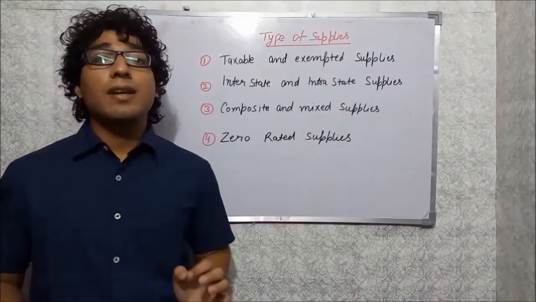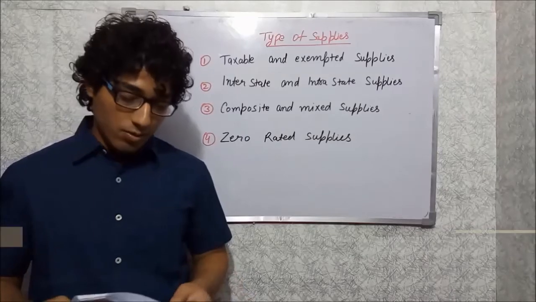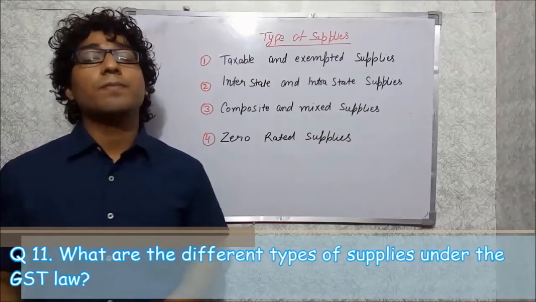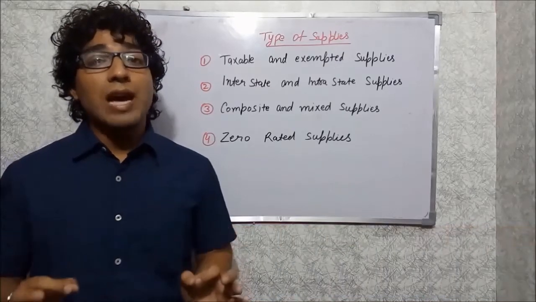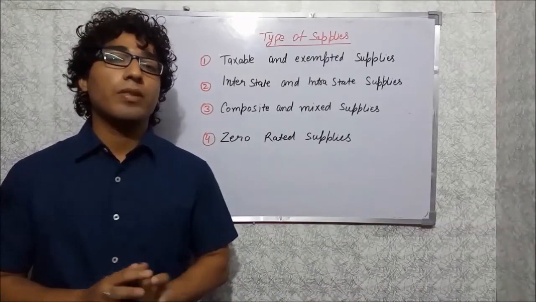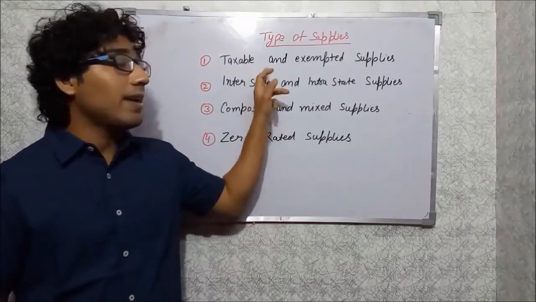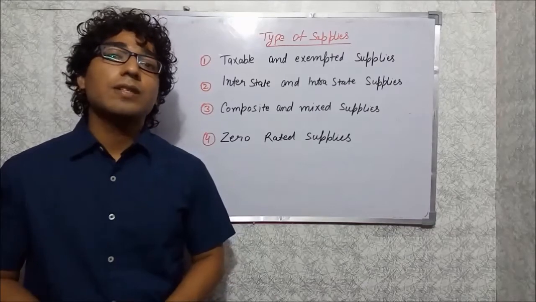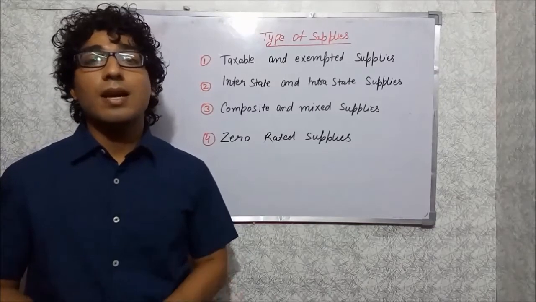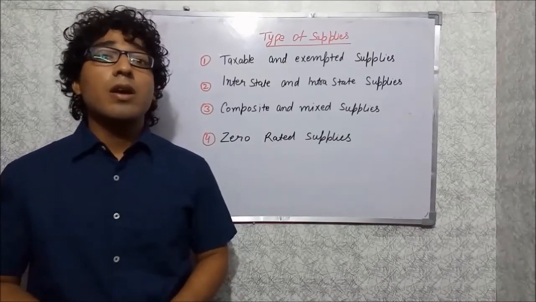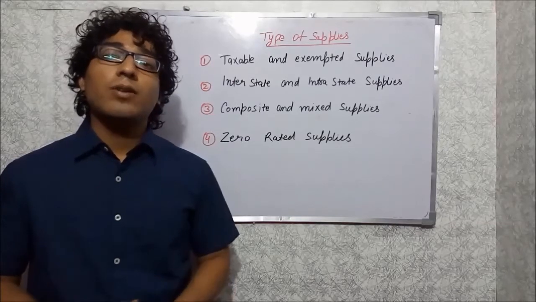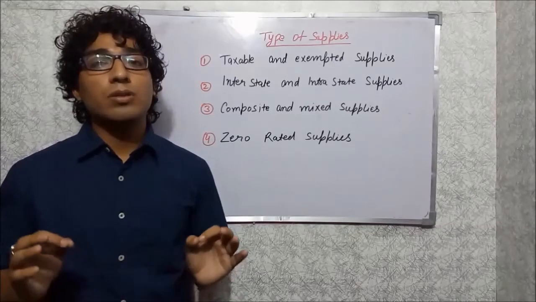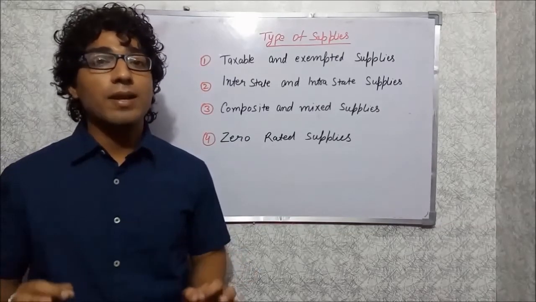And the next question is related to the types of supplies. And the question is, what are the different types of supplies under GST law? So there are 4 types of supplies under GST law. The first one is taxable and exempted supplies. The taxable supplies are those in which the GST will be applicable, and the exempted supplies are those which the center or the state government notifies that those activities will not be a supply of goods or services if it is in the public interest.